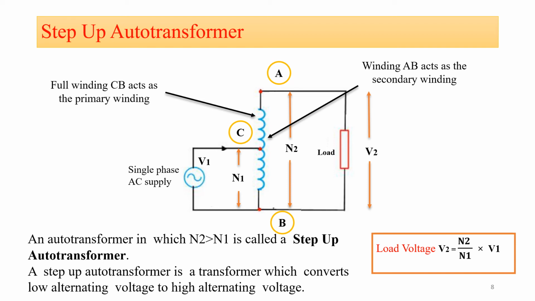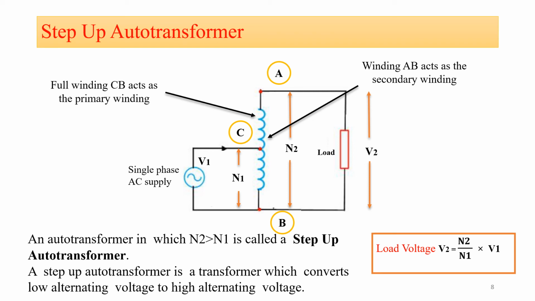As the working of the step up auto transformer is the same as that of a conventional step up transformer, the load voltage V2 is the same, that is N2 by N1 into V1, where N2 is the total number of turns of the secondary winding, N1 is the total number of turns of the primary winding and V1 is the single phase AC supply voltage. When you calculate your load voltage or output voltage, you can calculate it using this formula, V2 equals N2 by N1 into V1. Now this is the working of the step up auto transformer.